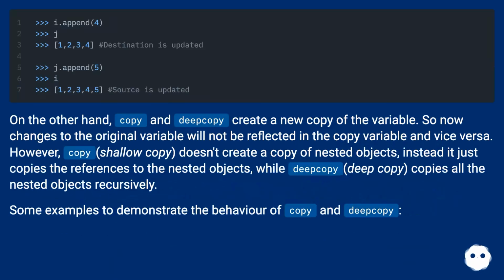On the other hand, copy and deep copy create a new copy of the variable. So now changes to the original variable will not be reflected in the copy variable and vice versa. However, copy, shallow copy, doesn't create a copy of nested objects, instead it just copies the references to the nested objects, while deep copy copies all the nested objects recursively. Some examples to demonstrate the behavior of copy and deep copy.